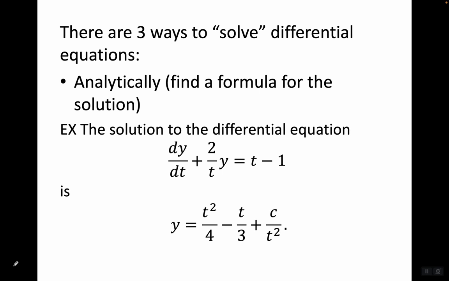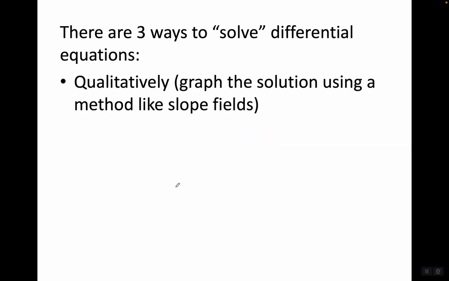minus 1 is y = t²/4 - t/3 + c/t², because it's a linear first order differential equation. So we can find a solution to that. We can solve them qualitatively or graphically, as in graphing the solution using a method like slope fields.